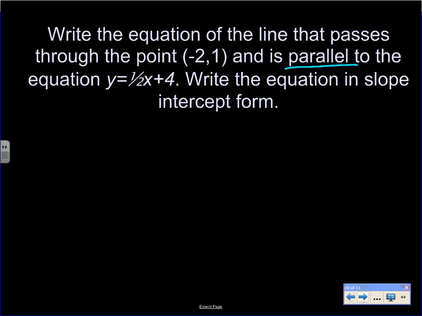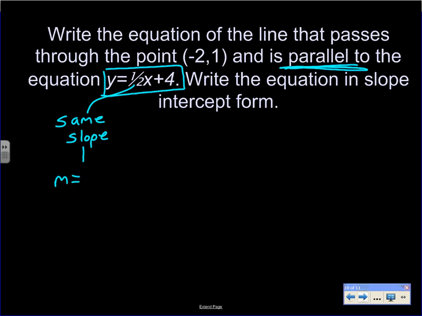Well, you kind of have to know what you remember about lines being parallel. If you remember that lines that are parallel will have the same slope, so if it has to be parallel to this equation here, that means that it has to have the same slope. Parallel lines have the same slope. So the line that we're going to be writing the equation for will have the same slope. And if we look up here, y equals 1/2 x plus 4, the slope is 1/2.